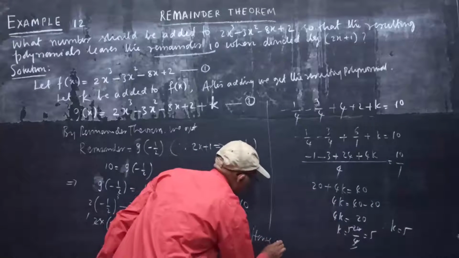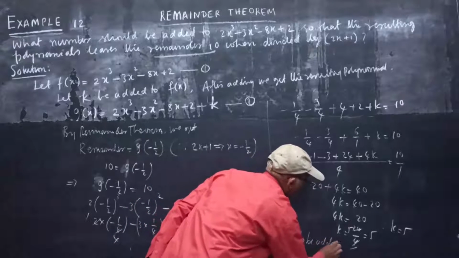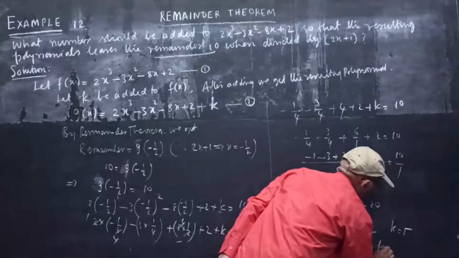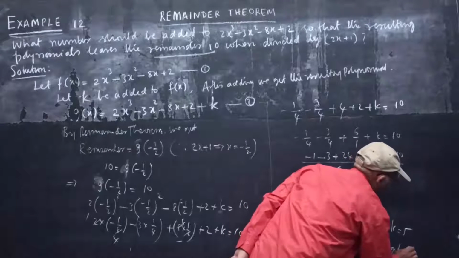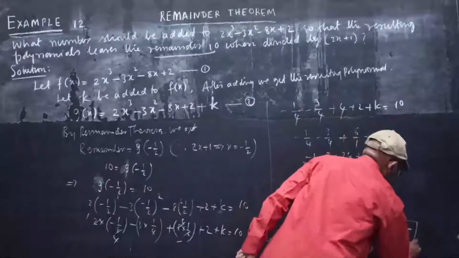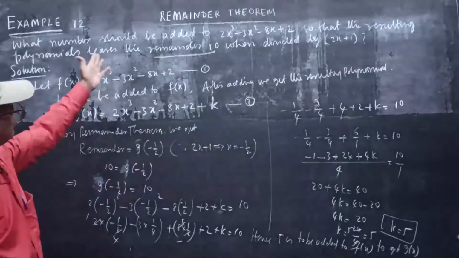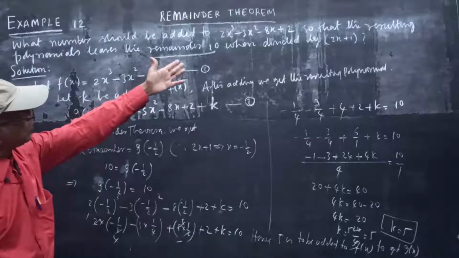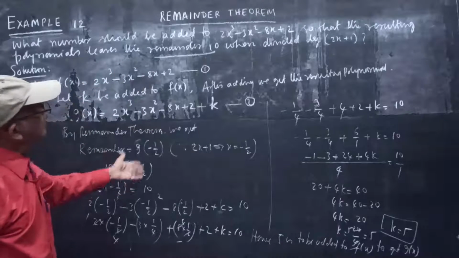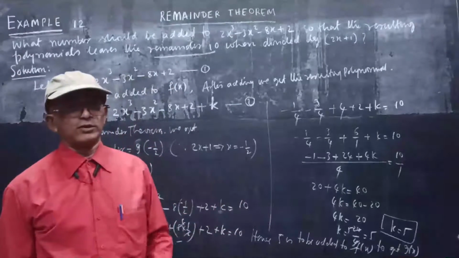Hence, 5 is to be added to f(x) to get g(x). So this is our final answer. So what number should be added? k is equal to 5 is to be added to f(x), so that the resulting polynomial, that is g(x), leaves the remainder 10 when divided by 2x plus 1. So the value is 5. That's it.